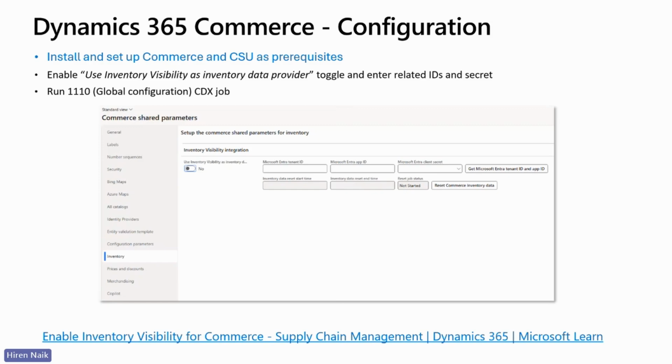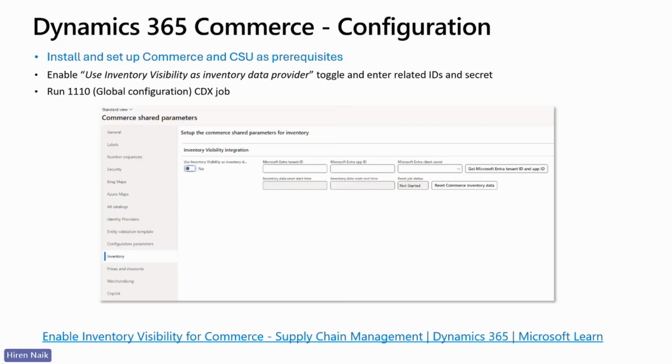What this means is that every time you do an inventory on hand check or adjust the inventory using the CSU APIs, it goes ahead and looks for the inventory in the inventory visibility service, rather than the CSU database or the back office or anything like that. It will directly go and query the inventory from inventory visibility service. And as you can see, you have to run the 1110 global configuration job to sync all of the settings to your CSU or channel database.